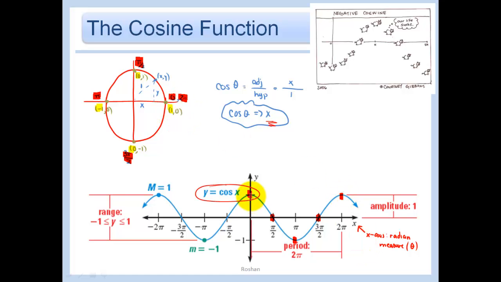Again, we can go backwards. So let's just go backwards around. We start at 0, and then -1. And then we go back to 0, and then we go back to 1. And so that's how we get the graph going on here.